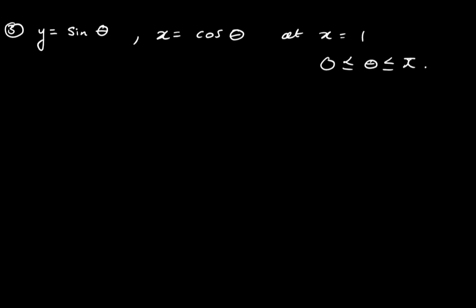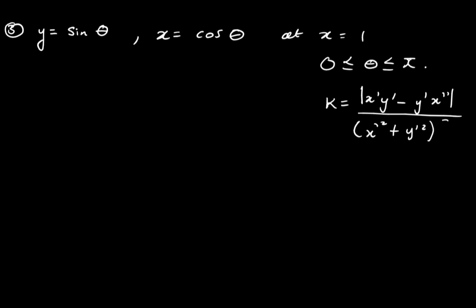All right, so now from the formula that we have under the parametric form of curvature, we have the absolute value of x prime y double prime minus y prime x double prime, over x prime squared plus y prime squared, and the root of this is to the power 3 over 2.